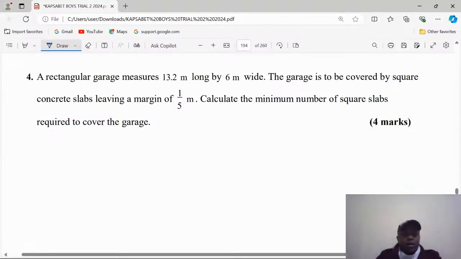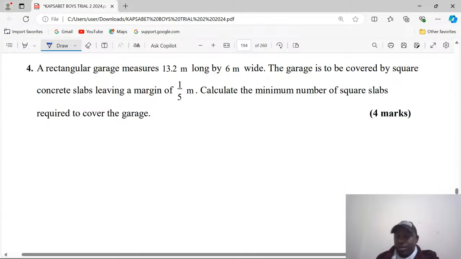Number 4. A rectangular garage measures 13.2 meters by 6 meters. The garage is to be covered by square concrete slabs, leaving a margin of 1/5 meters. Calculate the minimum number of square slabs required to cover the garage.